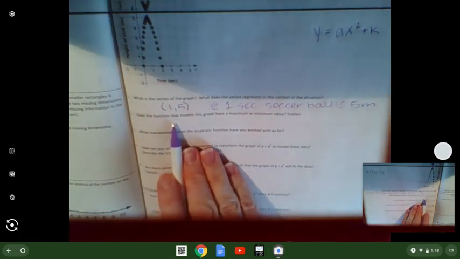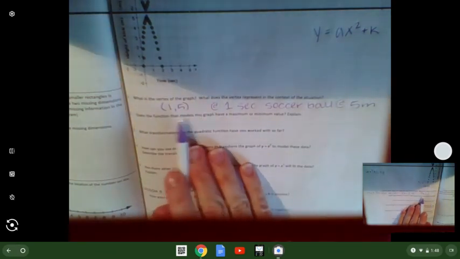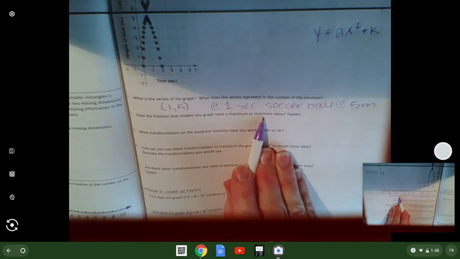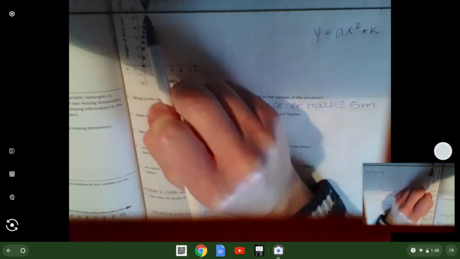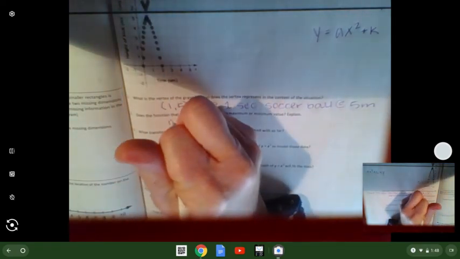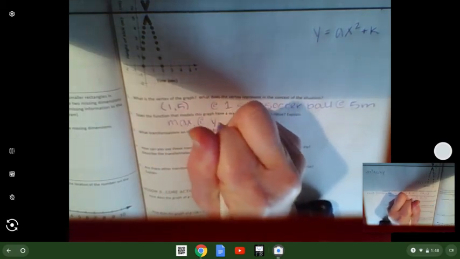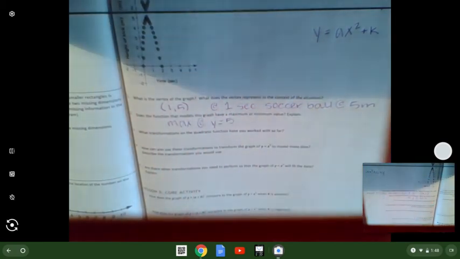Does this function, this equation, this graph have a maximum or minimum value? Well, remember we said maximum means highest point, minimum being lowest. I can say this definitely has a maximum value. The highest it goes is at a y value of 5. The highest the soccer ball goes is 5 meters.